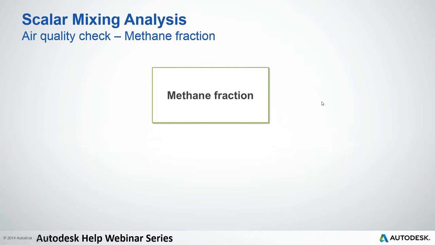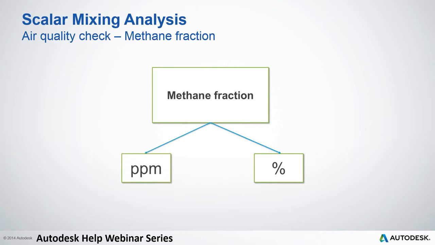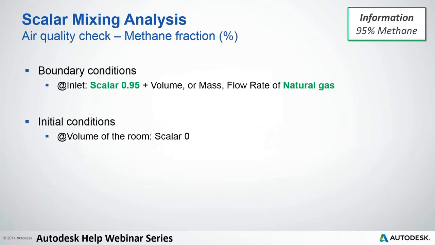For the second method, when I have the information about the methane fraction, this information can be in percent, for example 95%, or in parts per million. I looked for this information, and for methane, it's 47,500 ppm in the natural gas. So from this, I started simulating my model. For the boundary conditions at the inlet, I have the information of 95% methane, so at the inlet I defined only 95% of the methane that should go in the room, and for the flow rate or velocity, I defined the one of the natural gas because these are the only information I have. For the initial condition, it's the same thing, scalar zero over the volume of the room.